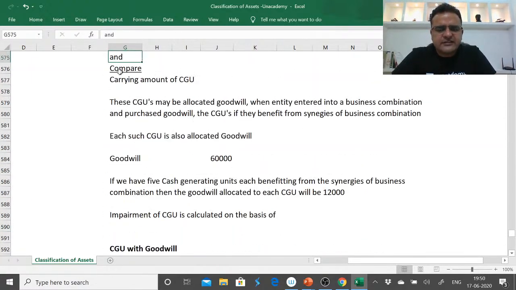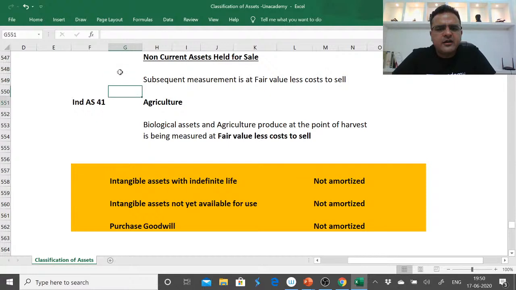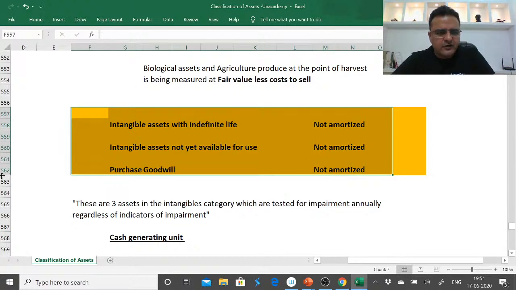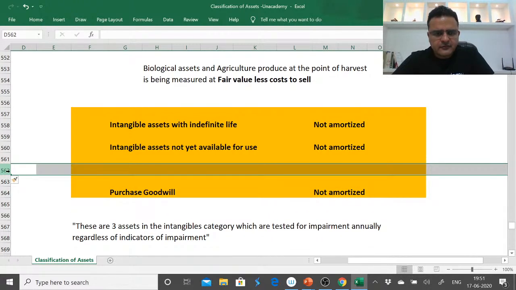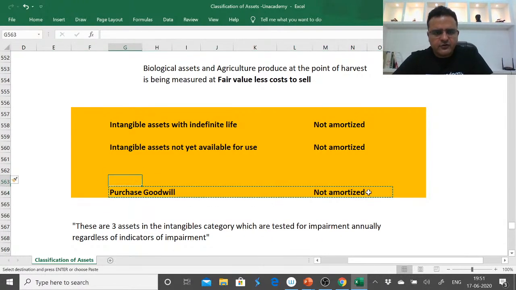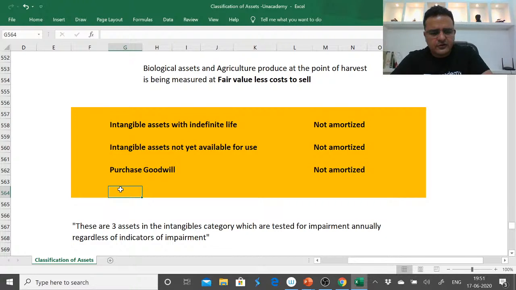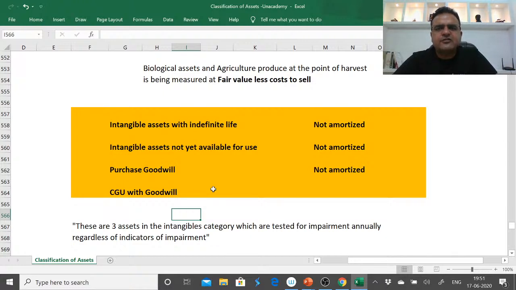Now we noticed that there were three such assets which were tested for impairment annually, regardless of indicators of impairment: intangible assets with indefinite life, intangible assets not yet available for use, and purchased goodwill. If there is a CGU with goodwill, that also gets added in the list. A CGU with goodwill is also tested for impairment annually, regardless of indicators of impairment. Normally we will not touch them, but we will test them annually.